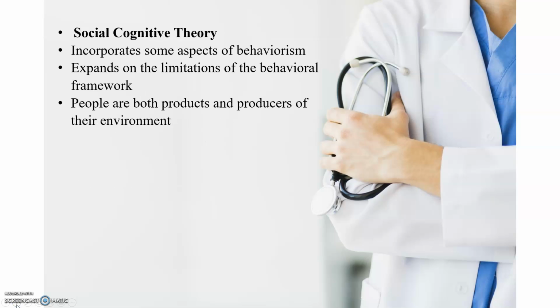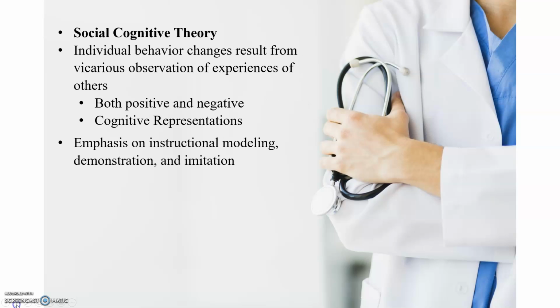The next learning framework discussed by Kay and Kibble is social cognitive theory. Much of this theory comes from the work of Albert Bandura. This theory incorporates some aspects of behaviorism while expanding on limitations of the behavioral framework. A key concept in social cognitive theory is that people are both products and producers of their environment and that changes in behavior are induced through observational learning.